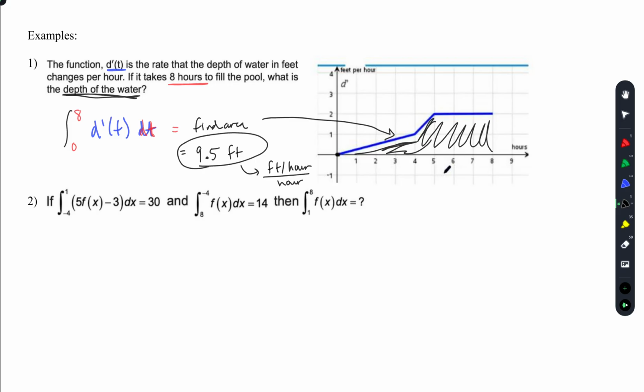Oops, what am I doing? If I did feet per hour times hour, I get a feet unit. So you can always check to make sure you did it right.